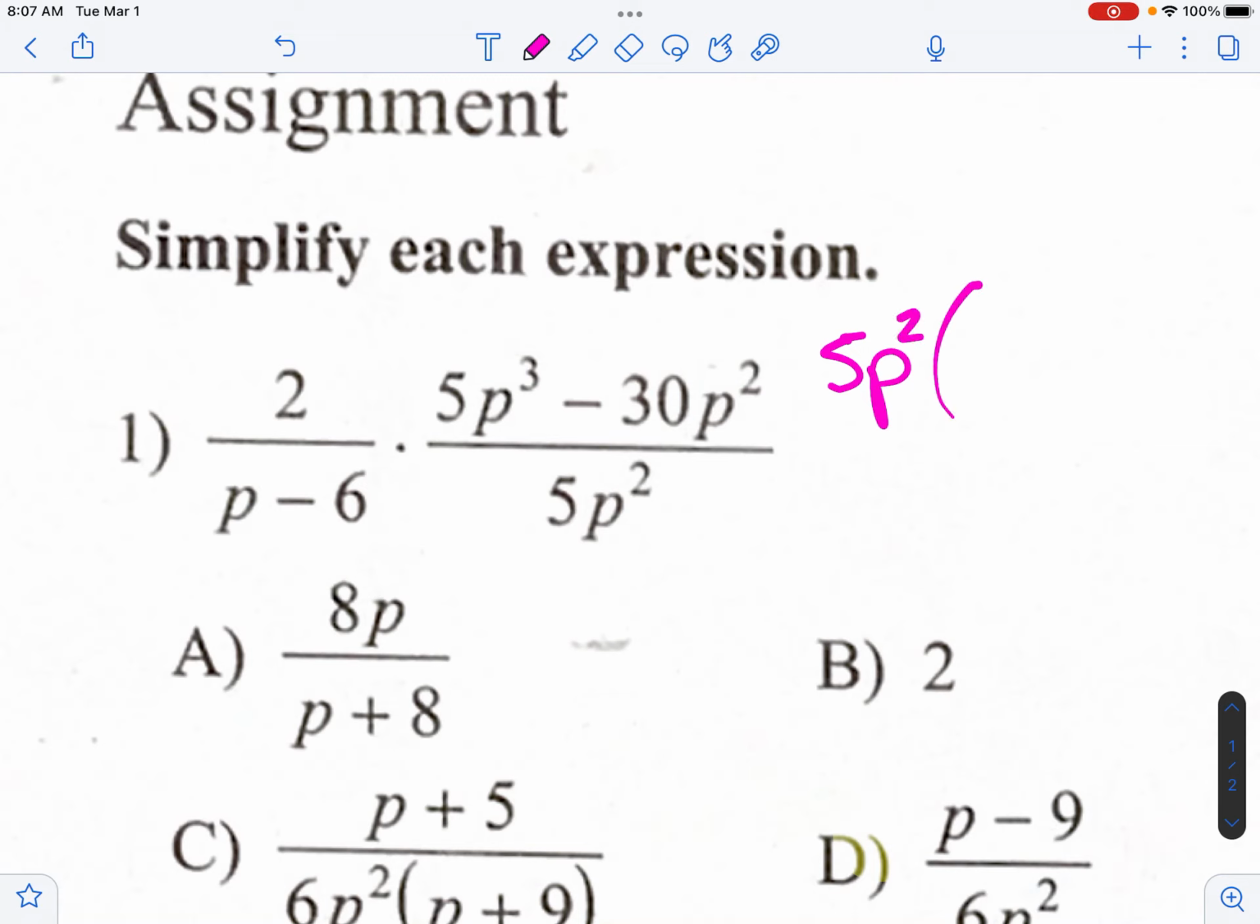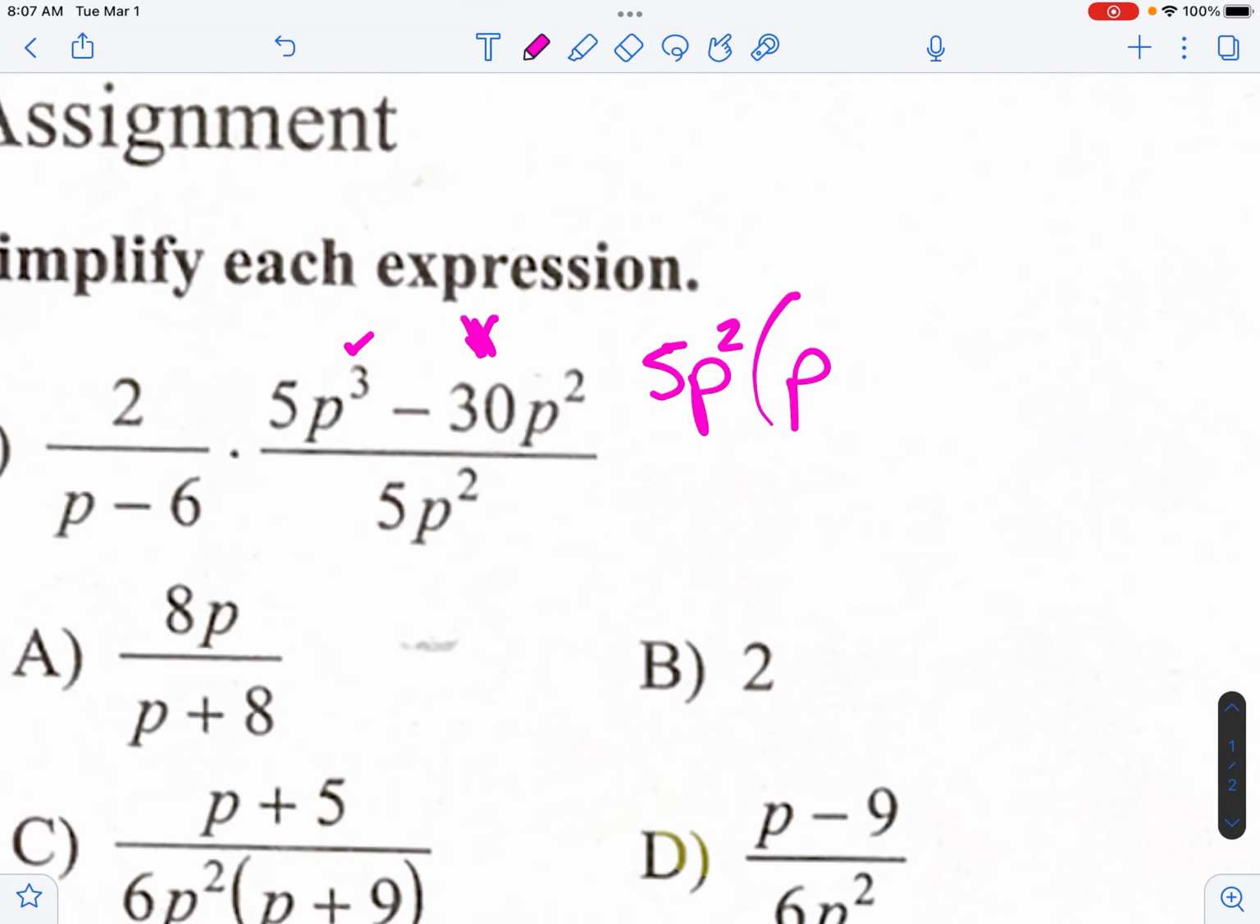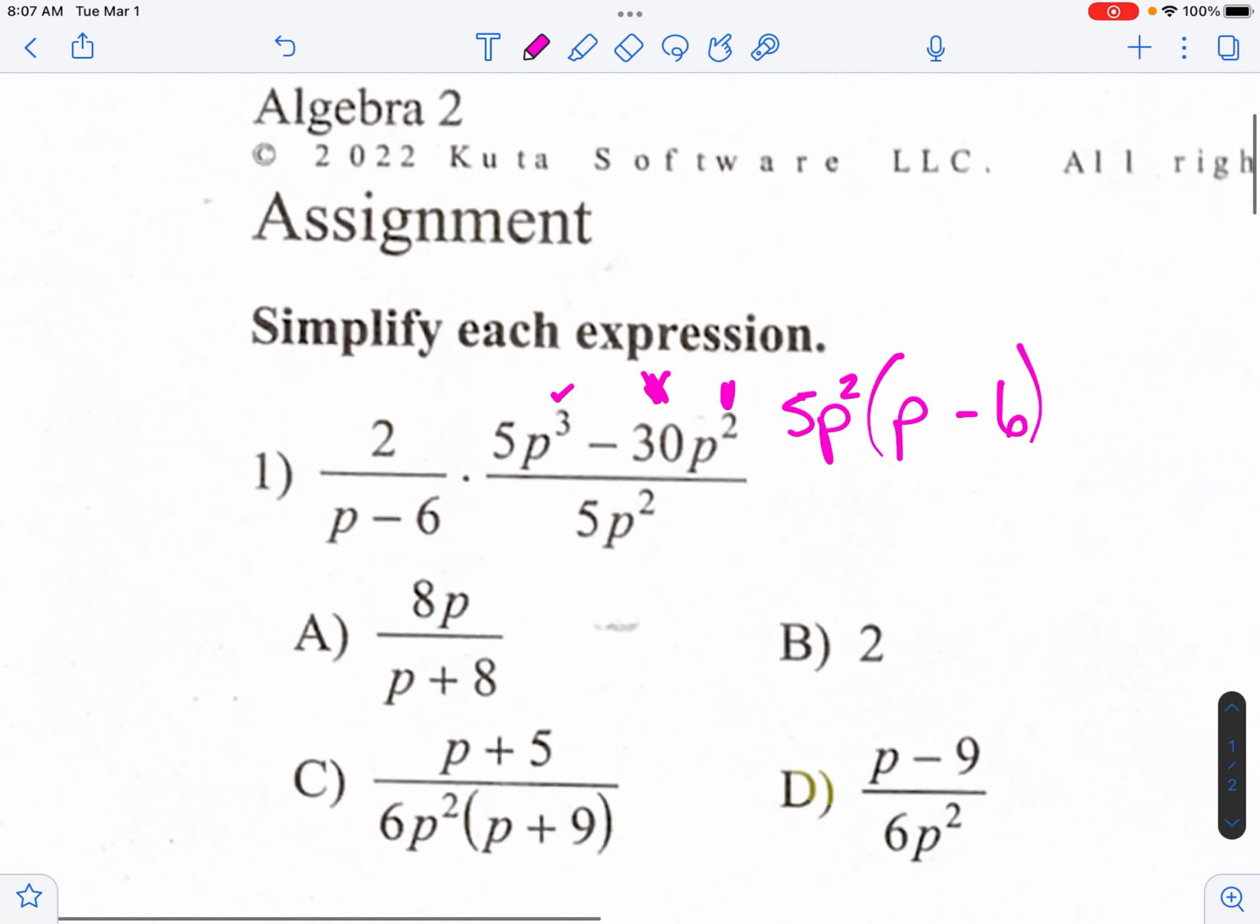So then we just reverse the process. 5 times what is 5? That would leave me with 1. I'll just hide the 1. P squared times p would give me p to the third. Jump over to the second part. 5 times negative 6 would give me negative 30. And I already have p squared factored out. So this is what I'm replacing the top with.